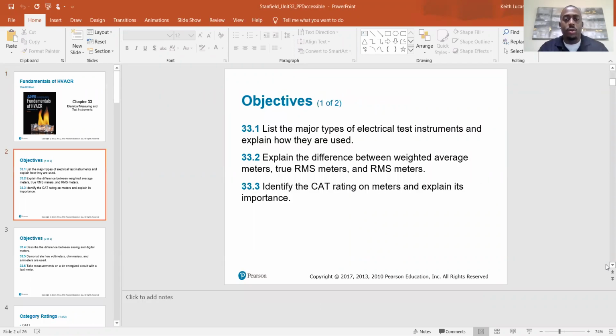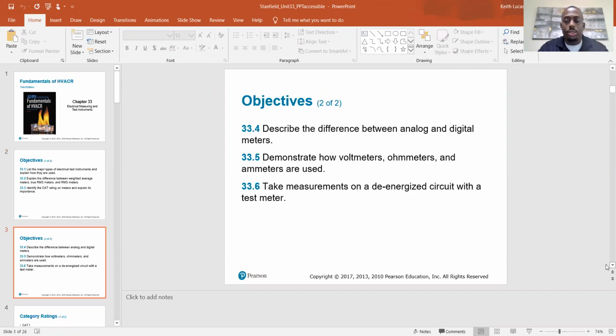So objectives are: list the major types of electrical test instruments and explain how they are used. Explain the difference between weighted average meters and true RMS meters. Identify the CAT rating on meters and explain its importance. Describe the difference between analog and digital meters. Demonstrate how voltmeters, ohm meters, and ammeters are used. Take measurements on a de-energized circuit with a test meter.